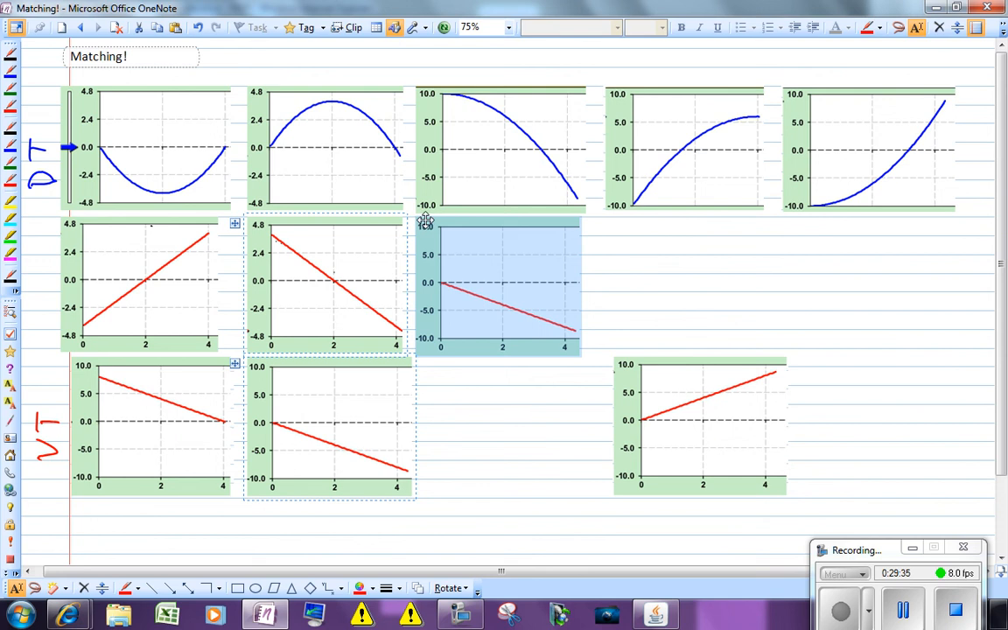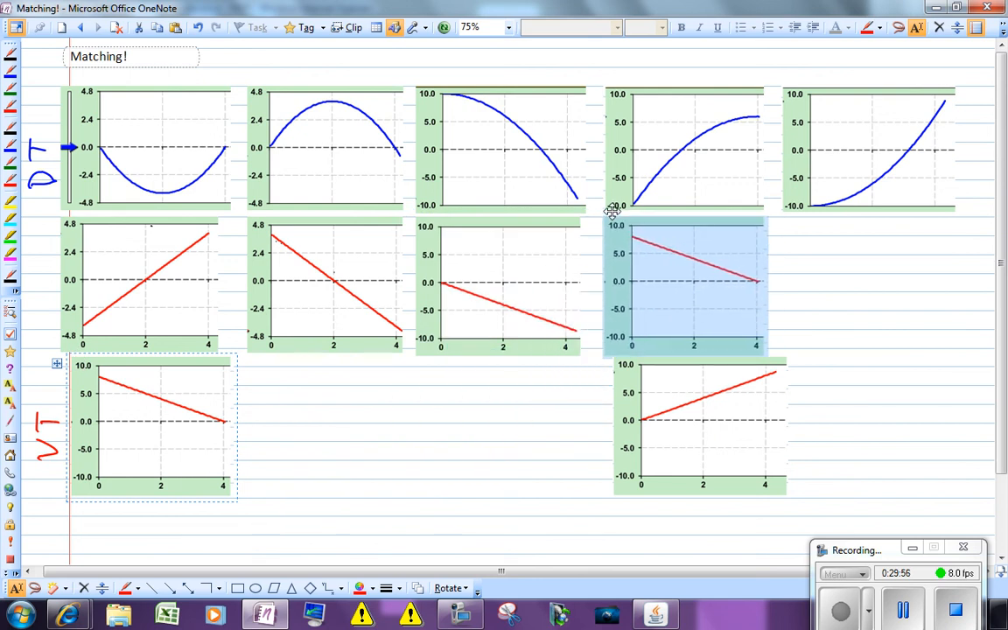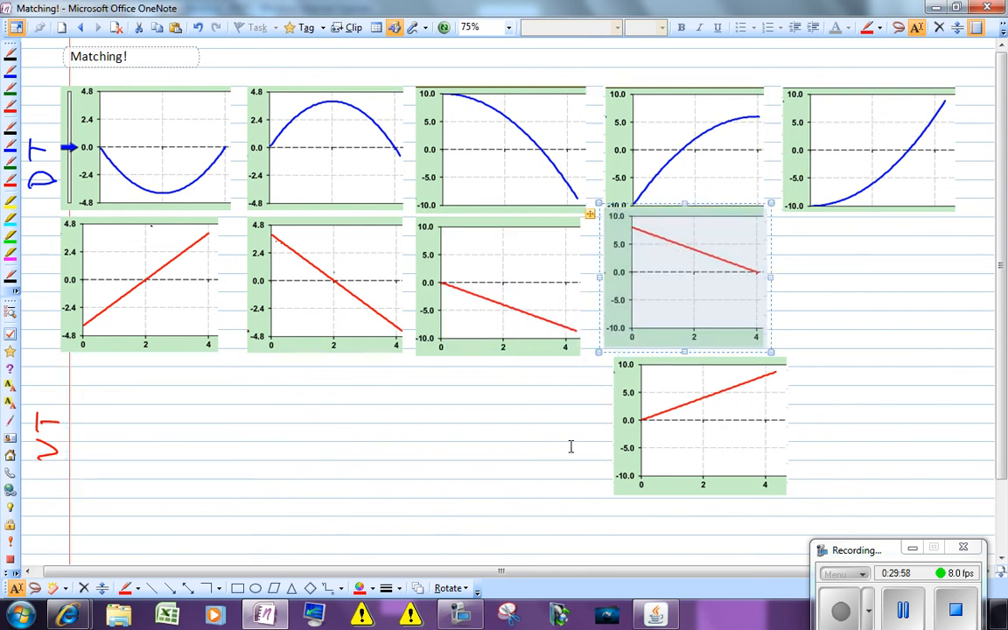Now this is similar. It's a negative acceleration, but it has initially a positive velocity. So this is a positive acceleration, that can't be that. And this has a negative slope, negative acceleration, starts at a very positive velocity and goes to 0. So that matches that. By process of elimination, this one matches, but let's check.